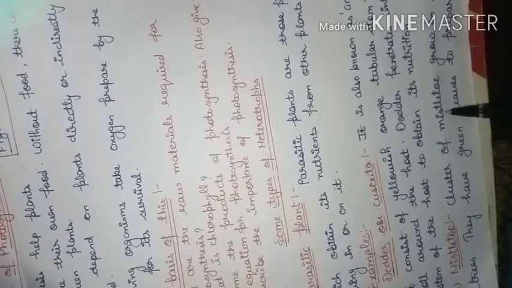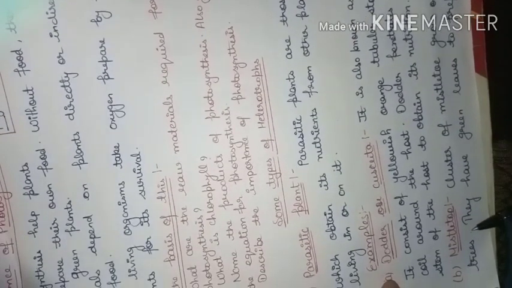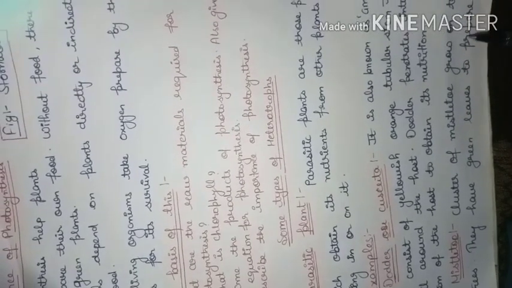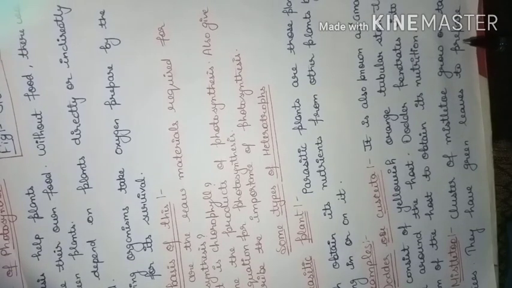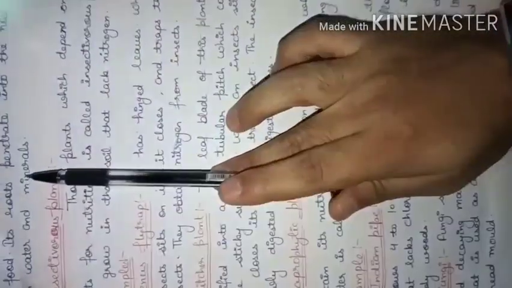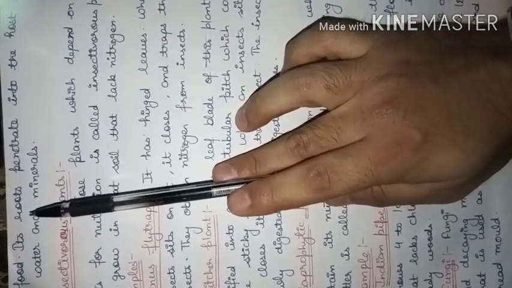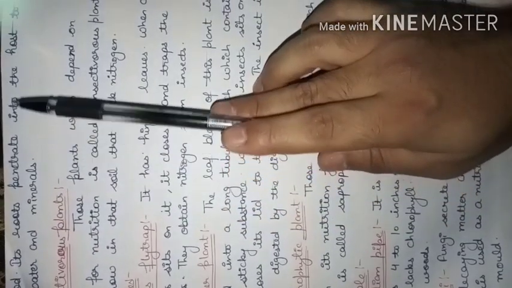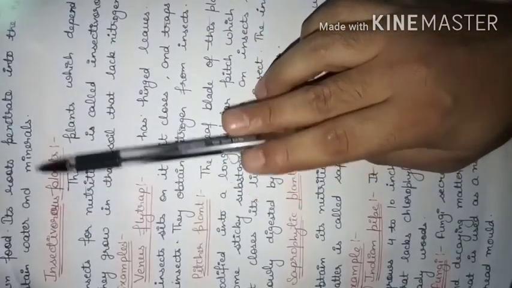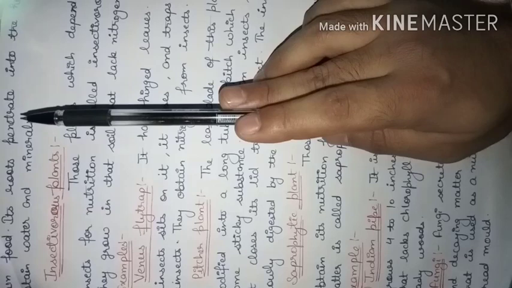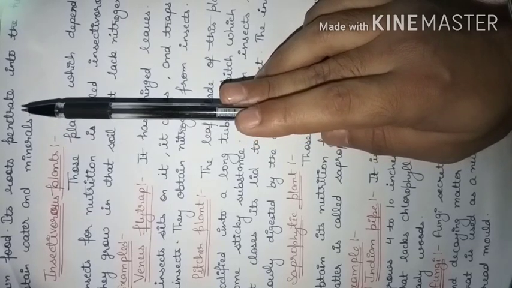Clusters of mistletoe grow on tall trees. The mistletoe plant grows on top of tall trees like oak and mango trees. They always grow in clusters. They have green leaves which help in preparing food for the plant. The mistletoe plants are of green color. The roots of the mistletoe plant penetrate into the host to obtain water and minerals. Since the mistletoe is of green color, it contains chlorophyll, so it can do photosynthesis.